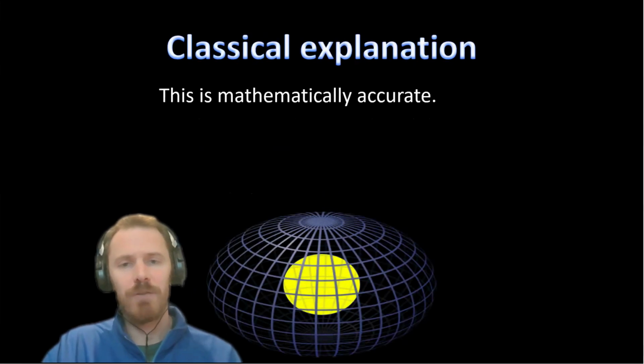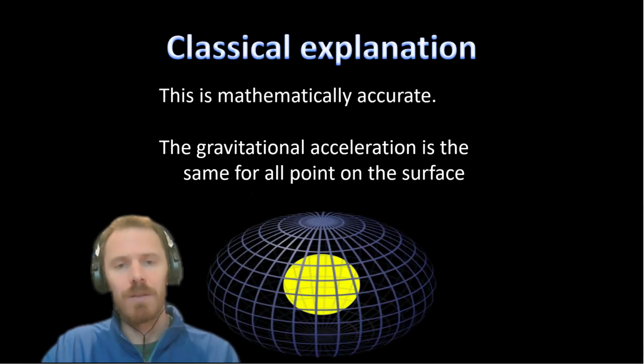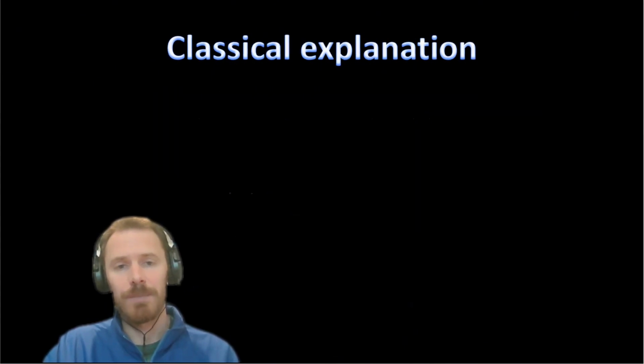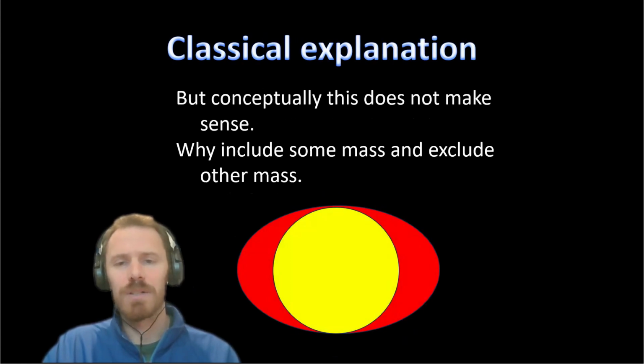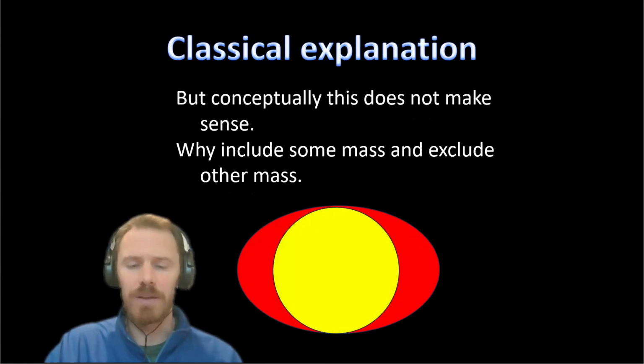So this is mathematically accurate. The gravitational acceleration is the same at all points on the surface. But conceptually, this does not make sense. Why include some mass and exclude other mass?